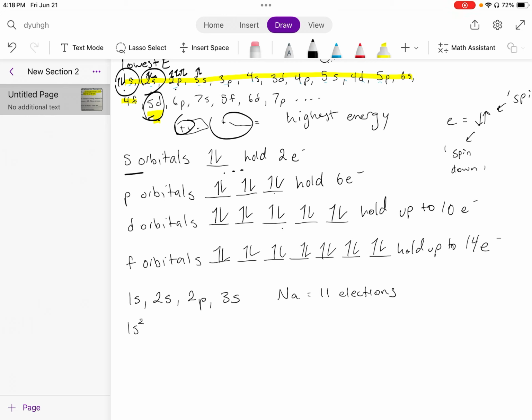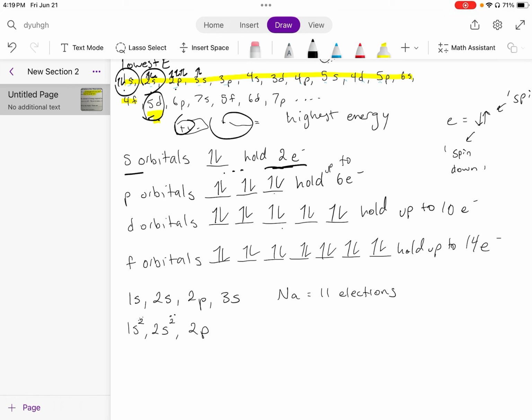Right? And how many will be in the 2s? Again, s orbitals can only hold 2 electrons. So we know that there's going to be 2 there. So right now we're at 1, 2, 3, 4. Okay, now let's move on to our 2p orbital. How many can those hold? They can hold up to 6. So let's see. 1, 2, 3, 4.